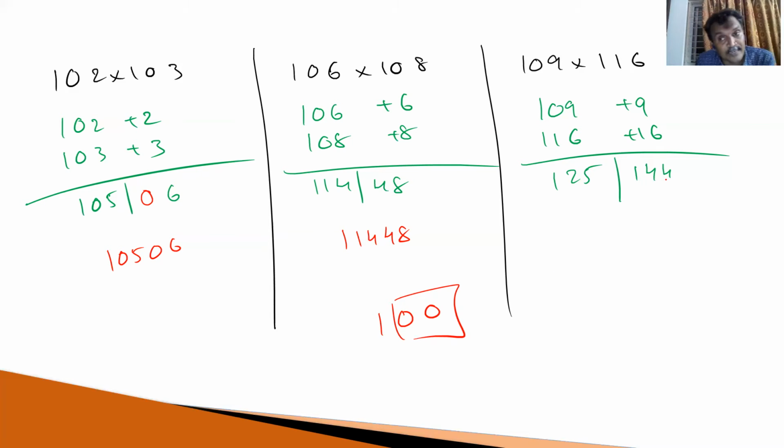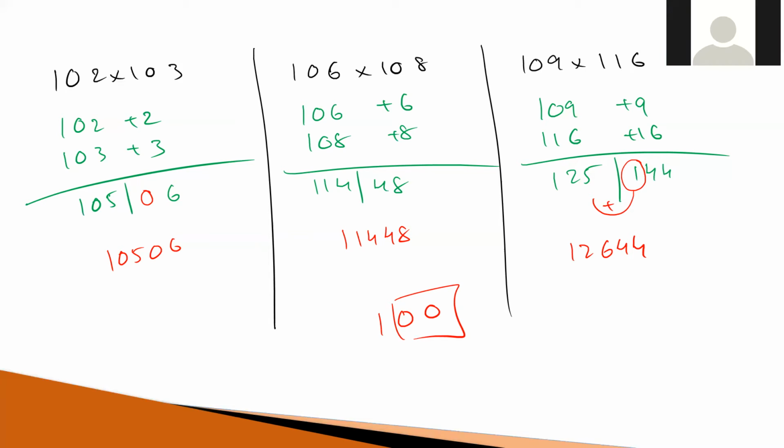Now, 125, 144. What is the base? 100. How many zeros are there? 2 zeros. How many digits are required? 2 digits. Now, what should you do? Just add this one to the previous number. So, what is the answer? 12644, which is the required answer. That's it. Is it clear, all of you? Yes, sir. Any doubt?